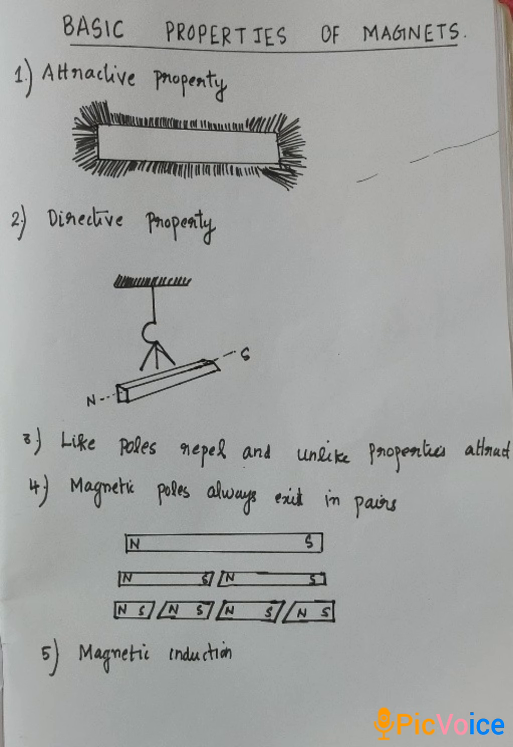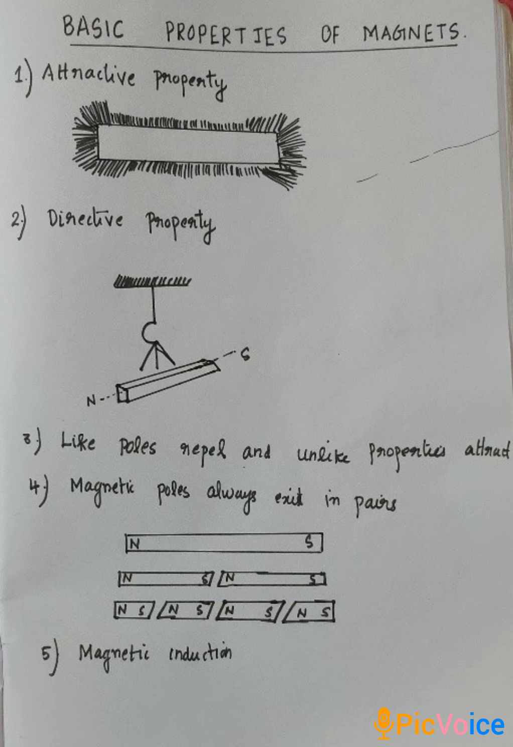So this is the directive property of a magnet. That is, when a magnet is suspended freely, it aligns itself in the geographical north-south direction. And the third property is familiar to us, that is, like poles repel and unlike poles attract. We have studied that in our lower classes. Like poles repel and unlike poles attract.